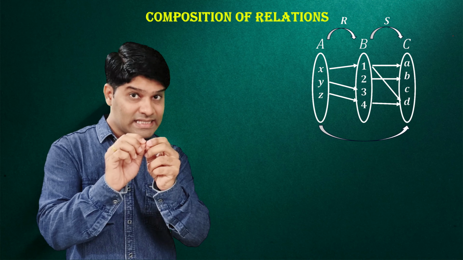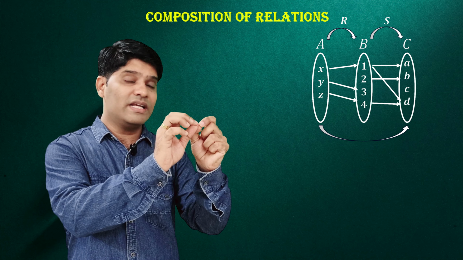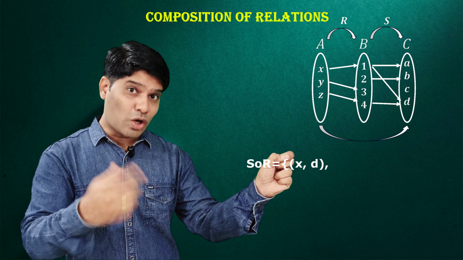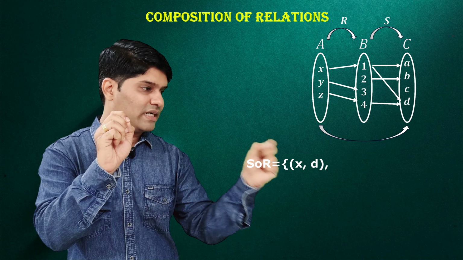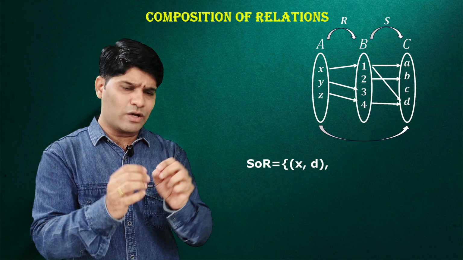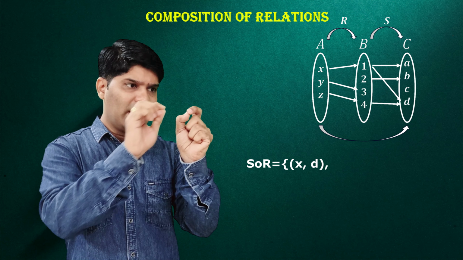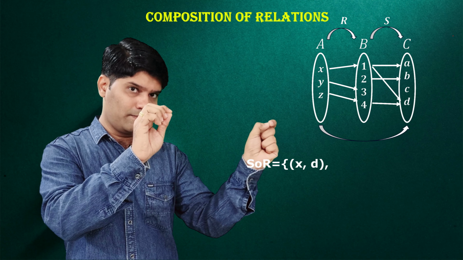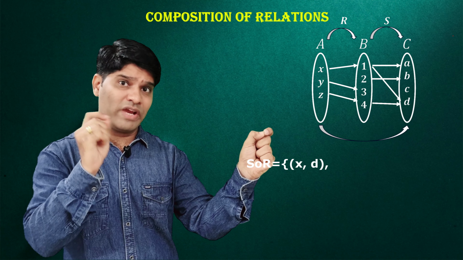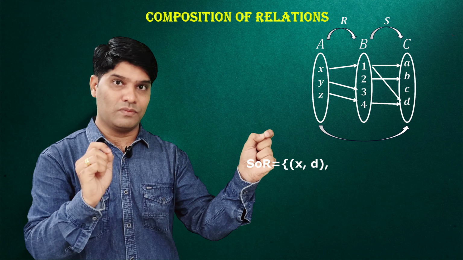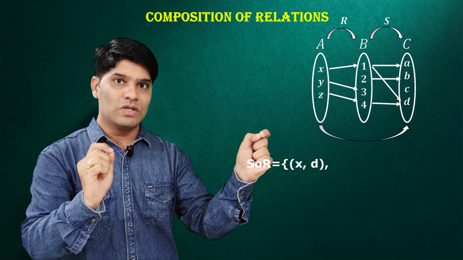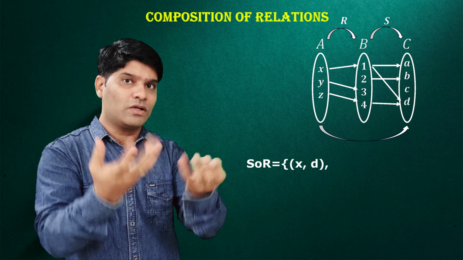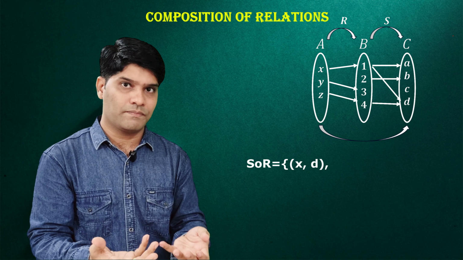Here I can observe that x is related to 1 and 1 is further related to d. So in the composition relation, I will relate x with d. Also we can observe that x is related to 1 and 1 is not related to b. That means there is no way to reach from x to b. No connection between x and b.